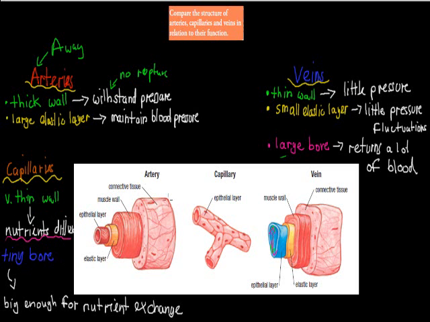And a tiny bore. So tiny bore, again, refers to that hole, that opening, where the blood can pass through. And it's just big enough for nutrients to exchange. So one red blood cell thick. And the reason why, because all it has to do is supply these cells around it with the nutrients and remove waste products as well. So there's no need to have a large bore. It just needs to be large enough to supply these cells around it.